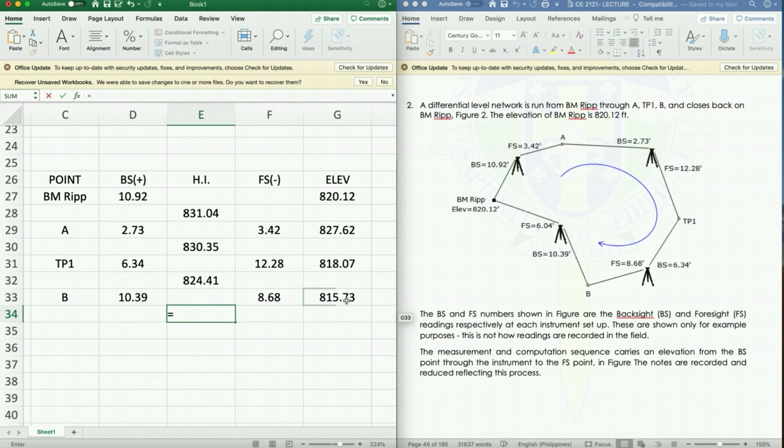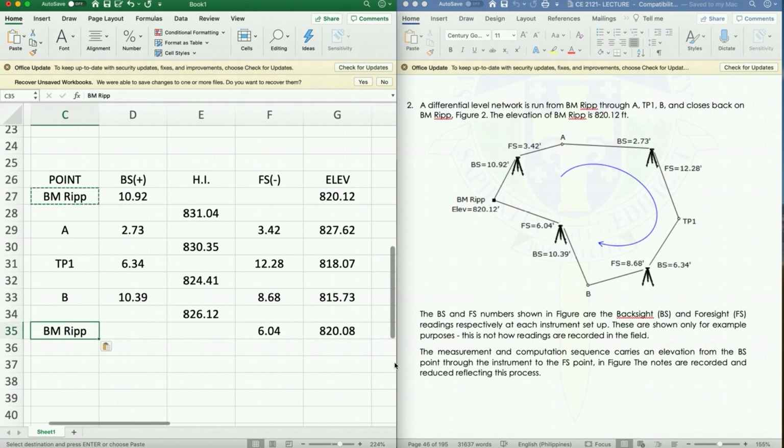So that is equivalent to this plus this. Then we get the foresight, which is 6.04. Then we can get the elevation, and that is equivalent to this minus this. And we return to BMRIPP. Okay?